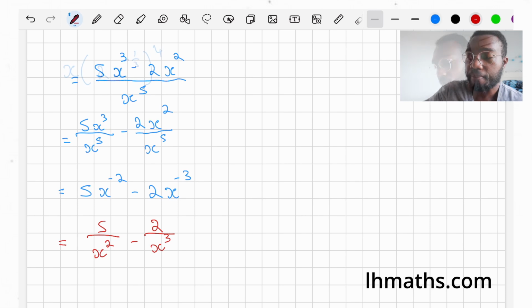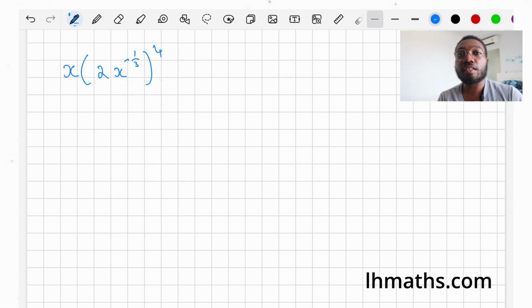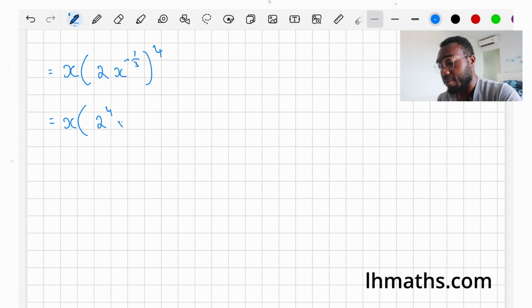Okay, so for this question, we have x times 2x to the power of minus a third, all raised to the power of 4. So for this question, what we've got to do is deal with the brackets first. So in this case, we leave x on the outside for now. And if we raise all the numbers to the power of 4, it would be 2 to the power of 4, and it will also be times x to the power of 1 over 3 times 4, okay?